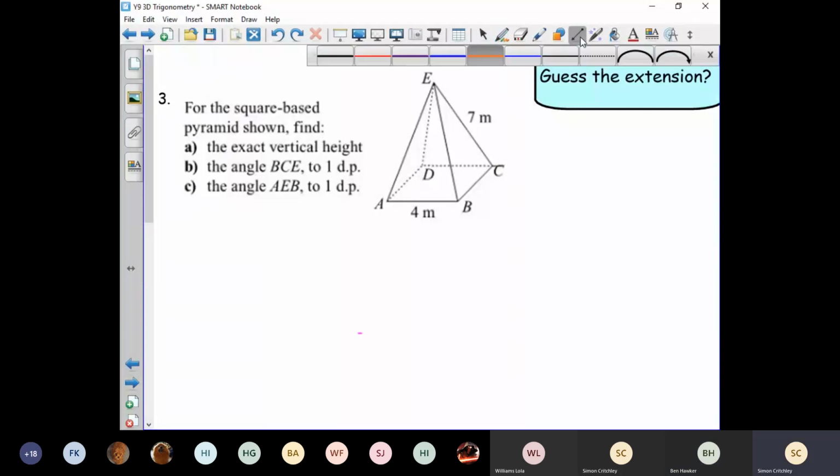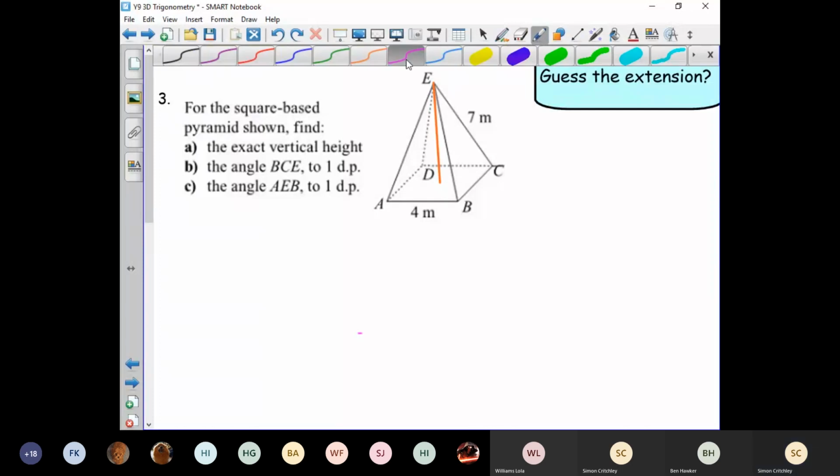Well, the vertical height is going to be from the top at E, vertically straight down, because it's a square, it's going to hit the absolute midpoint of the base of that square. And that's going to be what we're going to call the vertical height. It's going to go down to the middle of this point here. Not quite lined up perfectly, so I'm going to have to put that there. Right, that's the height we want to try and calculate then.